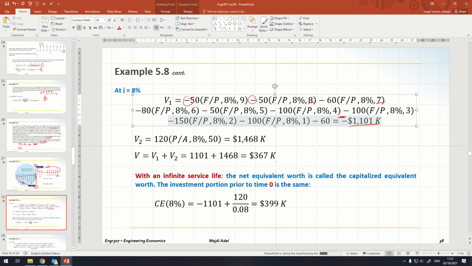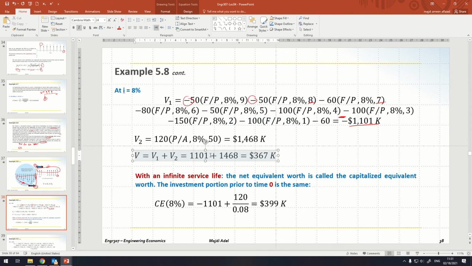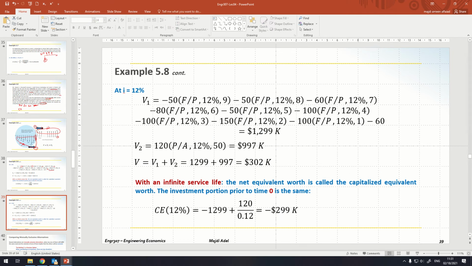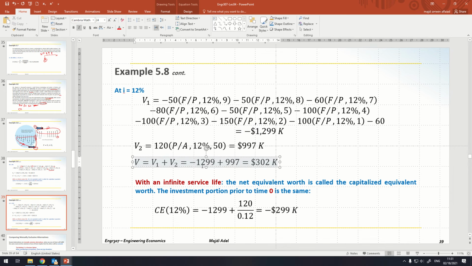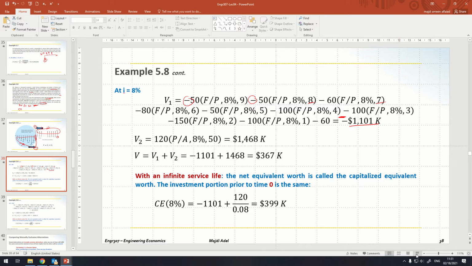There is a negative sign here, and there is also another negative sign here. I think in the next slide we need to put a negative sign here, another one here, and it's going to be negative. Okay, we go back.